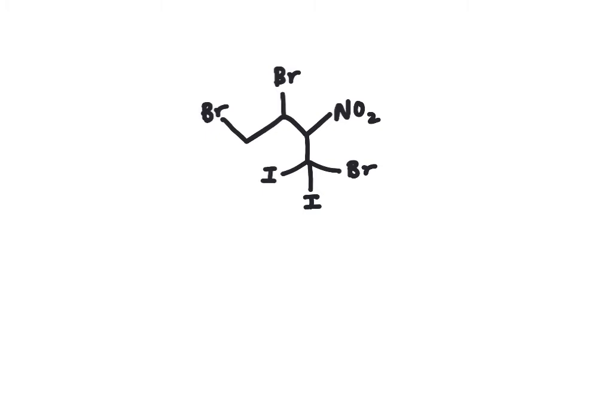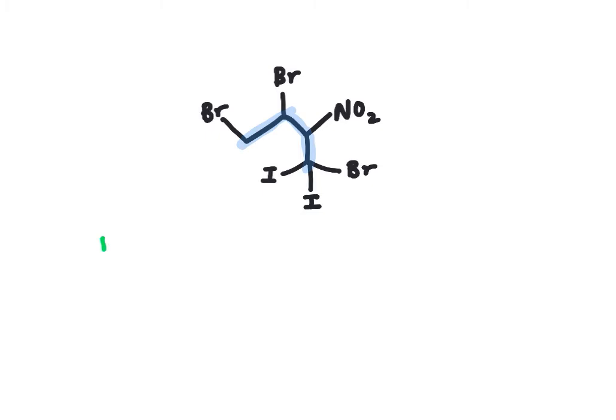Here's another example. First thing you want to do is find the longest possible continuous chain. Here we have 1, 2, 3, 4 carbons is the longest continuous chain. Now we have to assign a numbering scheme. If we number 1, 2, 3, 4, or we can try an alternative scheme where we have 1, 2, 3, 4.